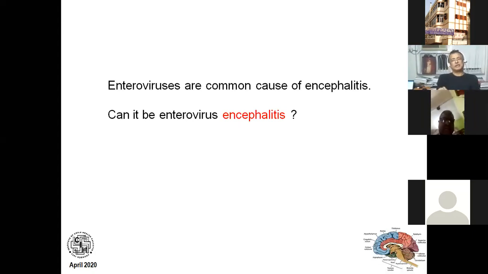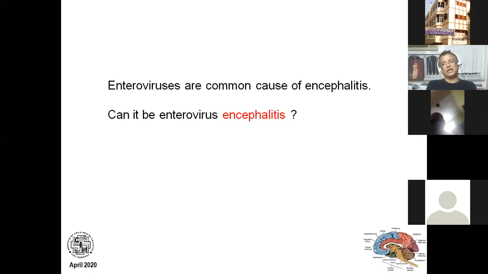Enterovirus is another cause of encephalitis. Can it be an enterovirus encephalitis? There are mainly two types of enterovirus, one is Coxsackie and the other Echo. Enterovirus causes a wide range of disease, starting from undifferentiated fever, which you cannot recognize unless you do a viral study, or it can cause diarrhea. Again, it is not recognizable. It causes very characteristic skin manifestations, which are almost pathognomonic.